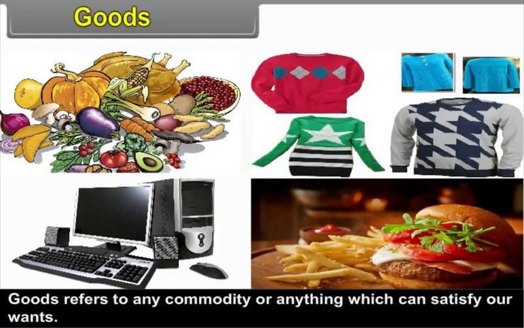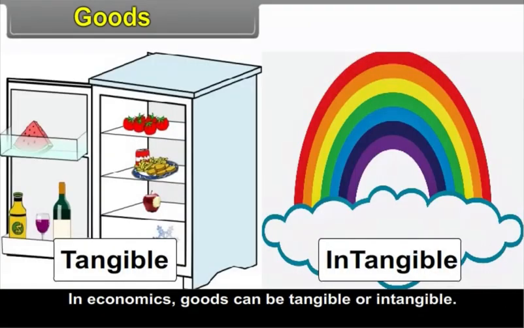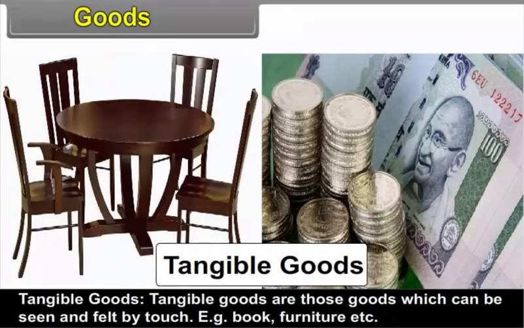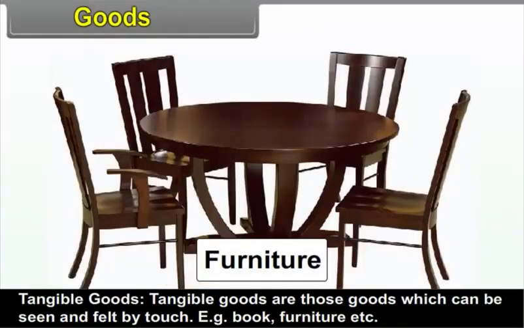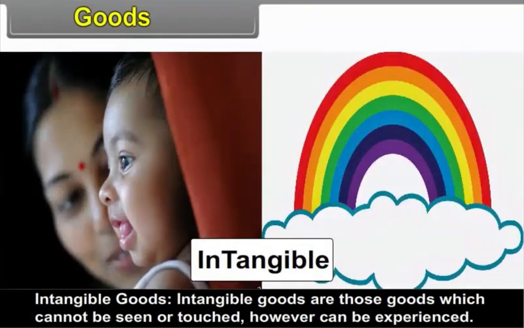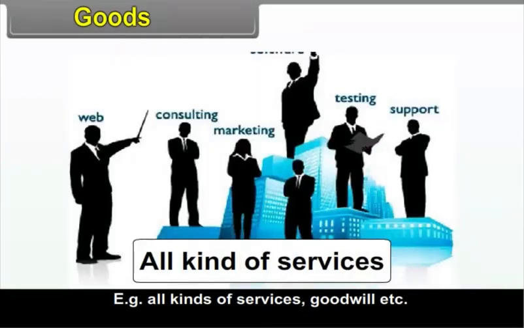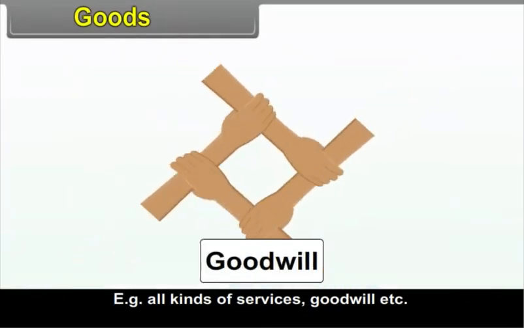2.3 Goods. Goods refer to any commodity or anything which can satisfy our wants. In economics, goods can be tangible or intangible. Tangible goods are those goods which can be seen and felt by touch. For example, book, furniture, etc. Intangible goods are those goods which cannot be seen or touched, however, can be experienced. For example, all kinds of services, goodwill, etc.